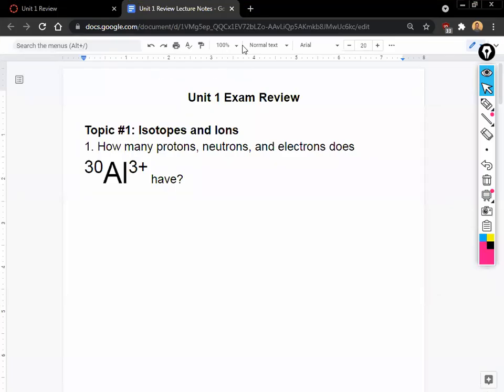Alrighty, guys. So the first type of problem that you will see on your exam on Wednesday is going to be on the topics of isotopes and ions. I know it's been a while since we talked about these. So if you guys don't remember, isotopes are different types of the same element, and ions are atoms that have a charge.